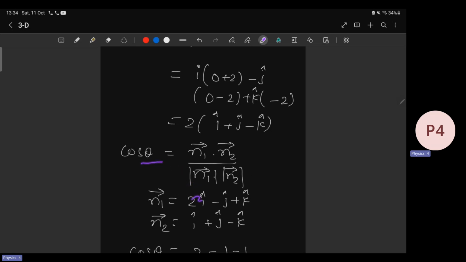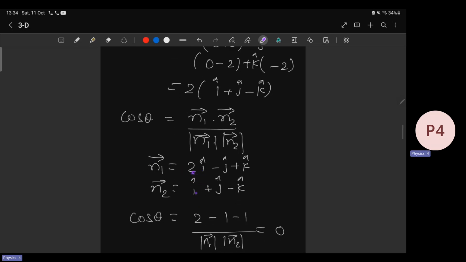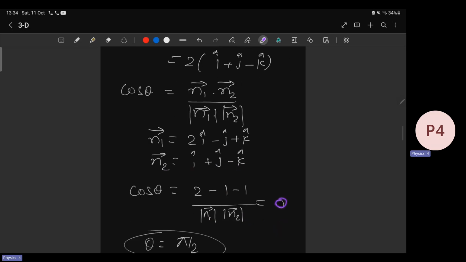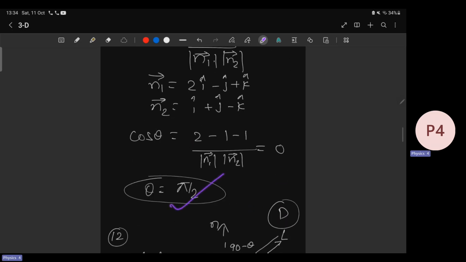So cos theta, N1 dot N2, is 2 into 1 minus 1 into 1 plus 1 into minus 1. So cos theta is 0. It means theta is pi by 2. It means the angle between these two planes is pi by 2. So the planes are perpendicular. Option D is the correct answer.